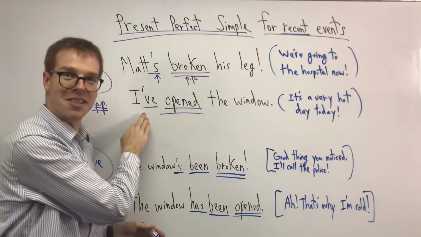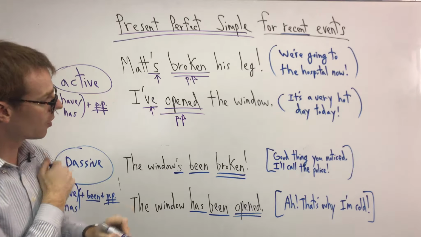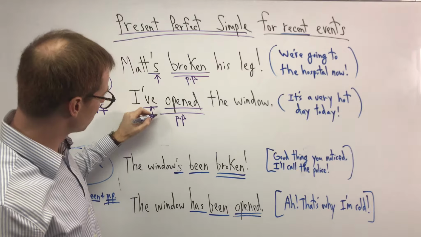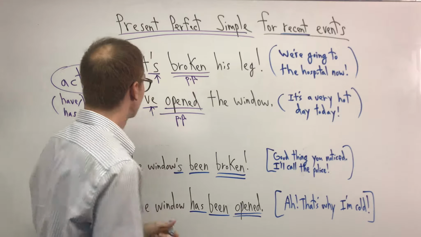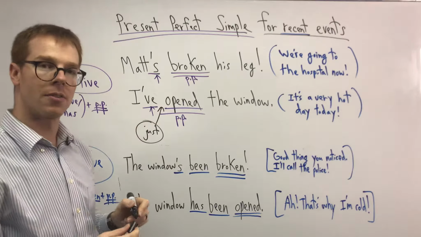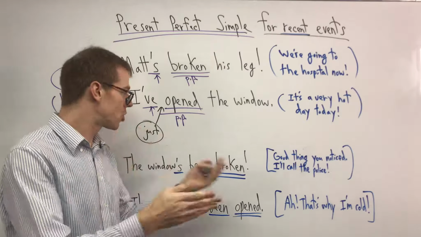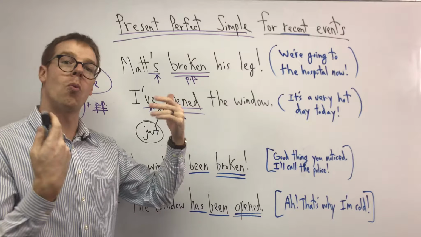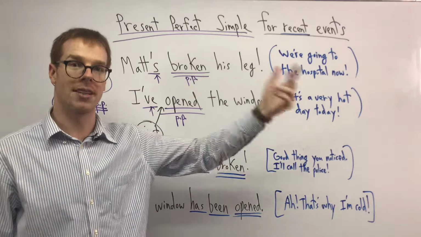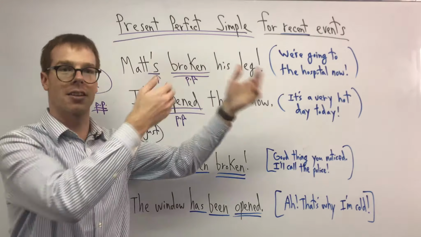Same for here. This one is not as serious. I can say, right, I have opened the window. I've opened the window. You could even add one more word, you could say, I've just opened the window. That's another word we often use for our recent action. I've just opened the window. Why? Because, right, it's very hot today. I want to get some wind into the room, right? It's very hot. I opened the window to get the fresh air.